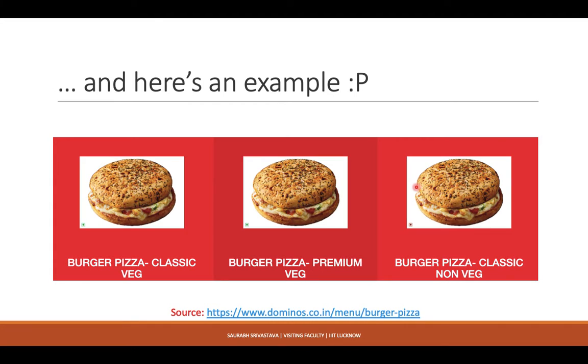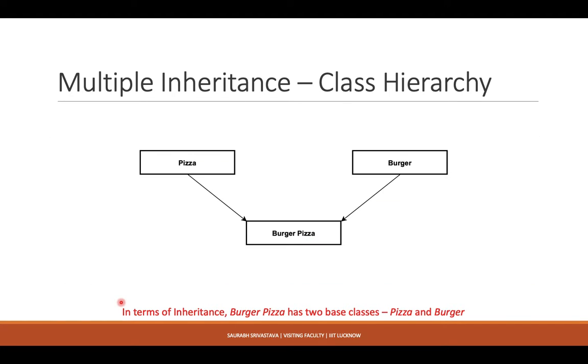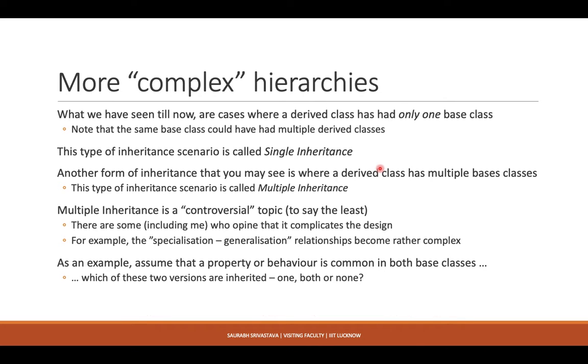So here's a real world example. You know that Domino's offers something like this. They call it burger pizza. I've never tried it and I don't want to, but this is what they basically offer you. So in some ways, if you want to represent this in terms of our class hierarchies, you can say that burger pizza is a class which inherits from both pizza as well as burger. So now burger pizza has two base classes, pizza as well as burger.